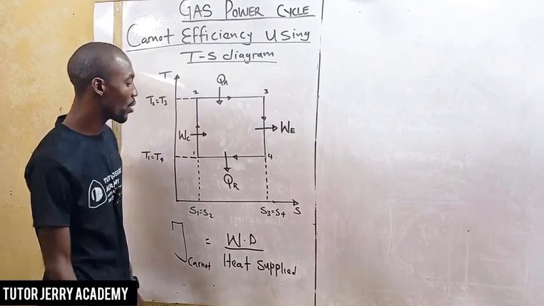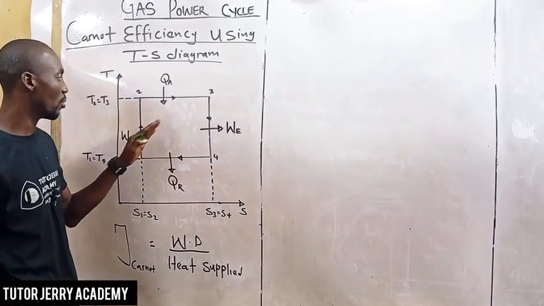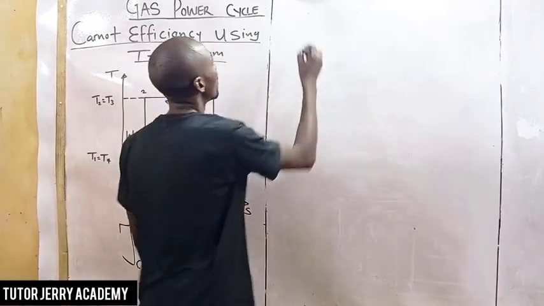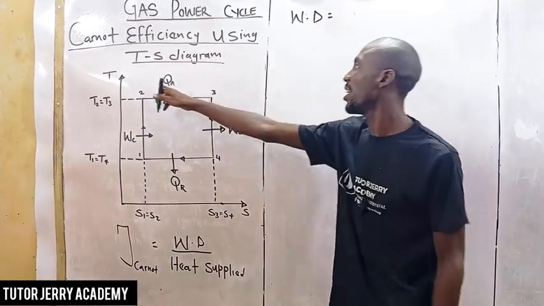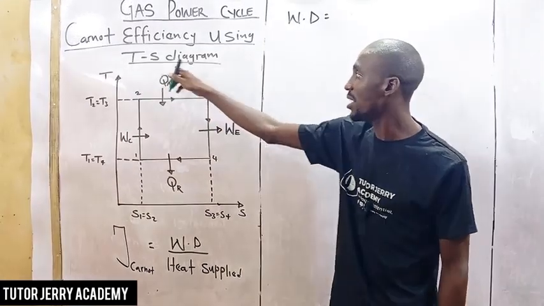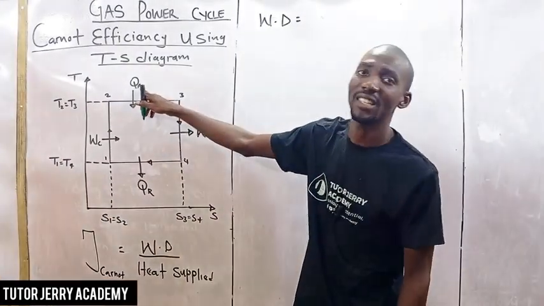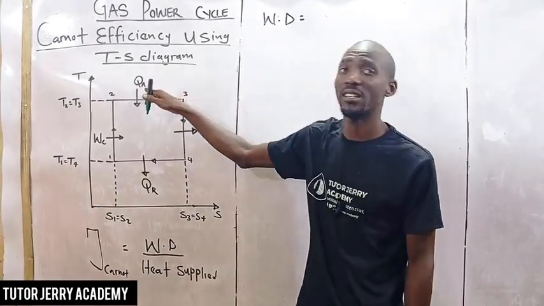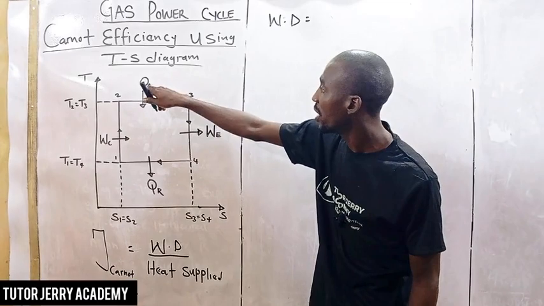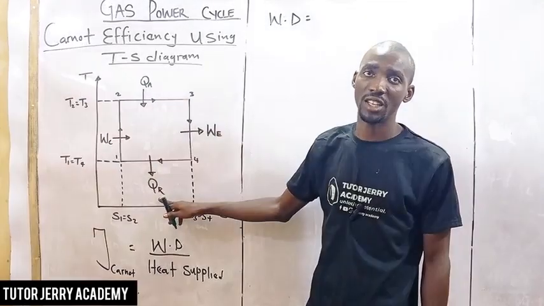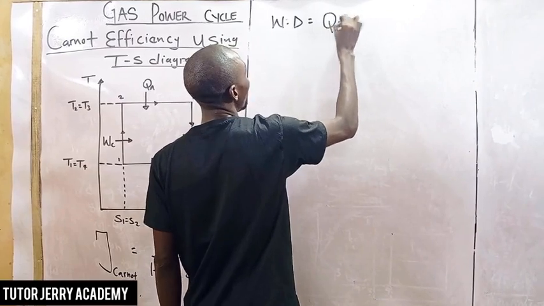Now you are going to note carefully that the work done in this TS diagram is nothing but the heat supply minus the heat rejected. Because this area seen here, QA, is heat addition, which also means heat supply. So the difference of heat addition and heat rejection gives us the work done. So work done is QA minus QR.